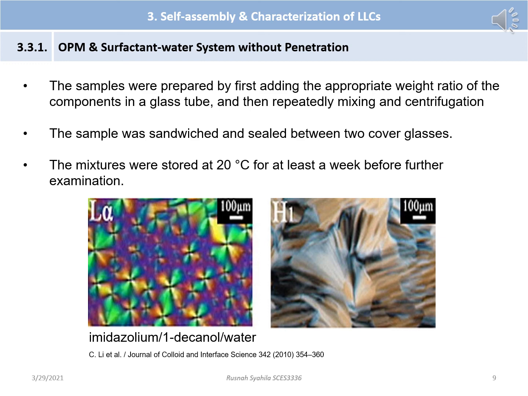The samples were prepared by first adding the appropriate weight ratio of the components in a glass tube, and then repeatedly mixing and centrifuging. The sample was sandwiched and sealed between 2 cover glasses. The mixtures were stored at 20 degrees Celsius for at least a week before viewing under the optical polarizing microscope. For the system containing imidazoline, 1-decanol, and water, at different concentrations we can observe lamellar and hexagonal phases as shown on the slide.